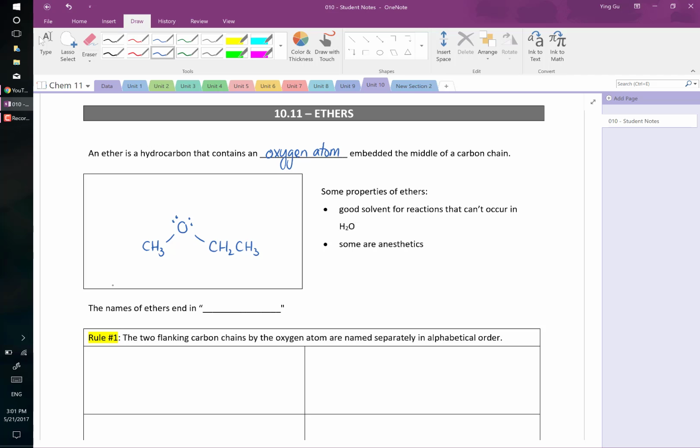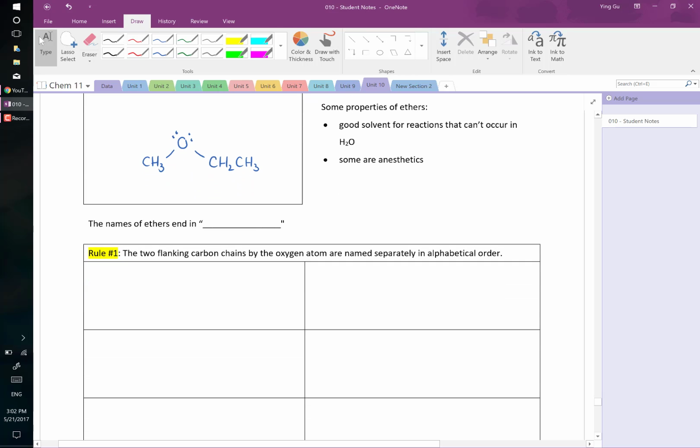Other properties of ethers: they are good solvents. Because they are slightly polar, you can dissolve polar things, but depending on how long the carbon chains are on either side, they can also be very good solvents for organic molecules and non-polar solutes. Ethers are also anesthetics, which means they mess with pain receptors, and they are used in hospitals for putting you under for surgery. Some of the compounds used to numb pain or to help you lose consciousness temporarily are actually ether molecules.